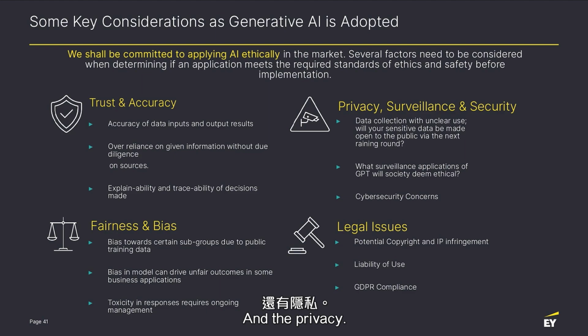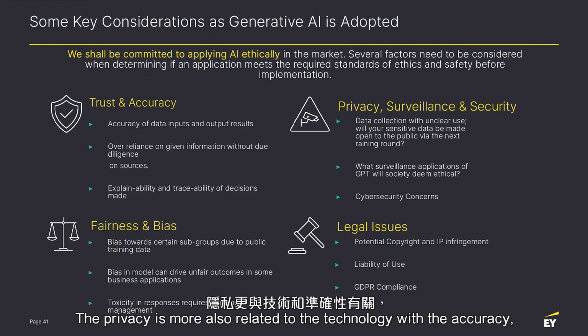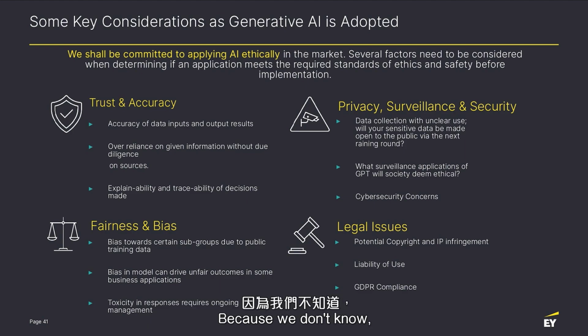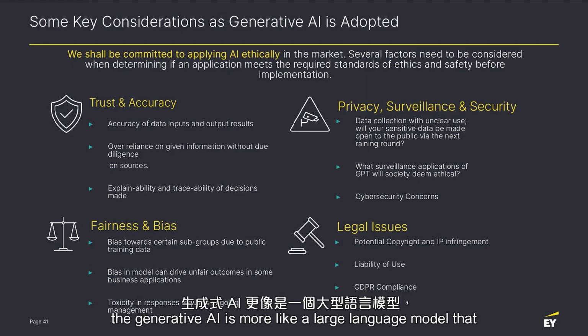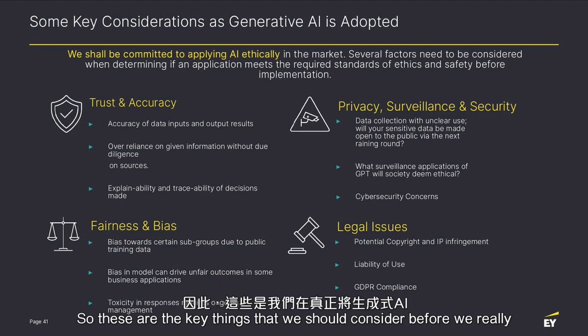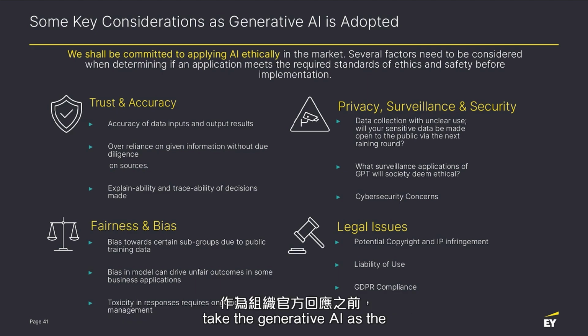And privacy is also related to the technology and accuracy. We need to really understand the generative AI technology we are using, because if we don't know where the data is sent or stored, it may cause privacy issues that may harm your organization. And then fairness and bias: generative AI is a large language model that may get you into fairness or bias issues. These are the key things we should consider before we take generative AI as the official response of your organization.